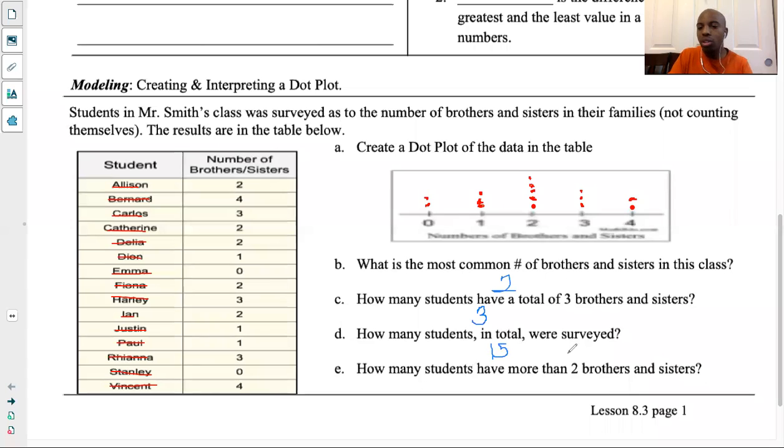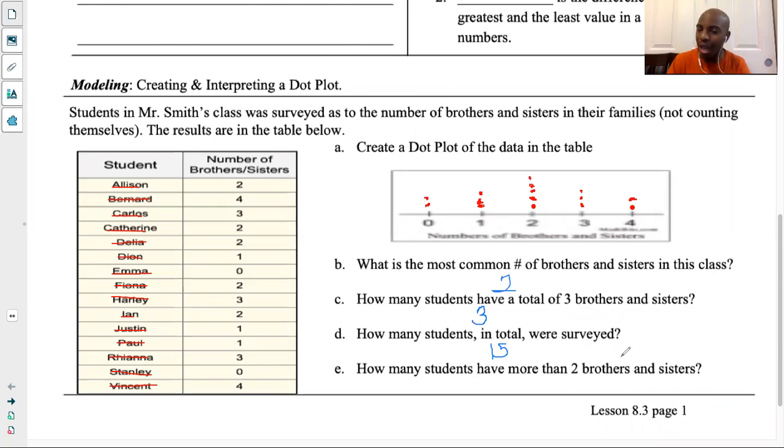Okay. How many students have more than 2 brothers and sisters? Does that include 2 brothers and sisters? No, it doesn't. Now, you got to keep in mind, remember the terminology we used last unit, at least and at most, right? Remember the word at least represents a greater than or equal to sign, whereas at most represents a less than or equal to sign, right? We need to make sure we can distinguish between those 2.